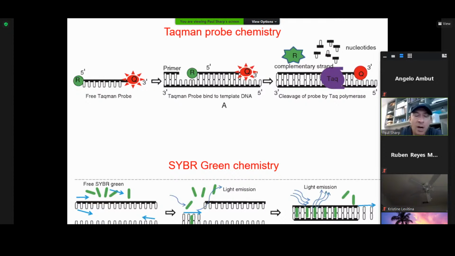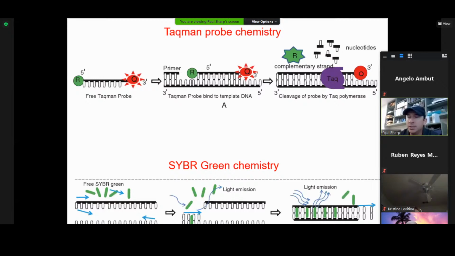Now over here, what you have is SYBR Green, and SYBR Green is similar, but I want to see if you can tell me what the drawback is. What is the drawback for using SYBR Green? But first, let me explain.